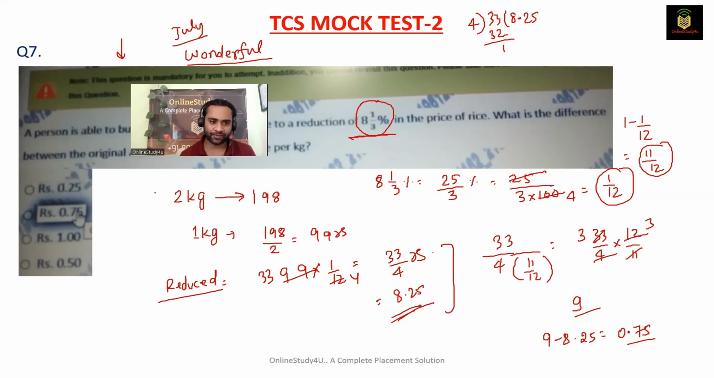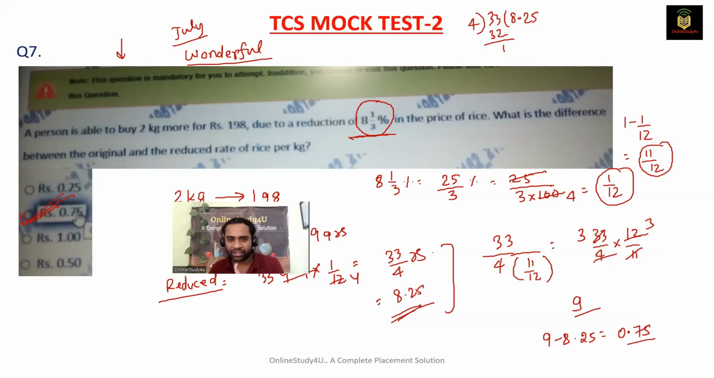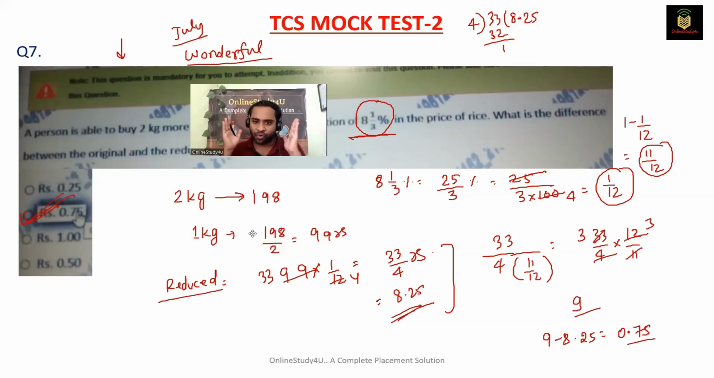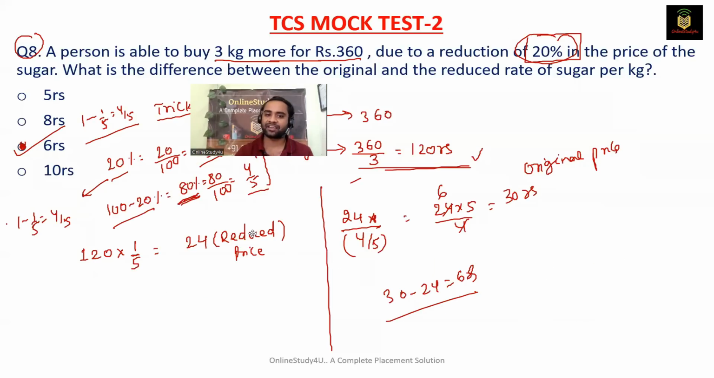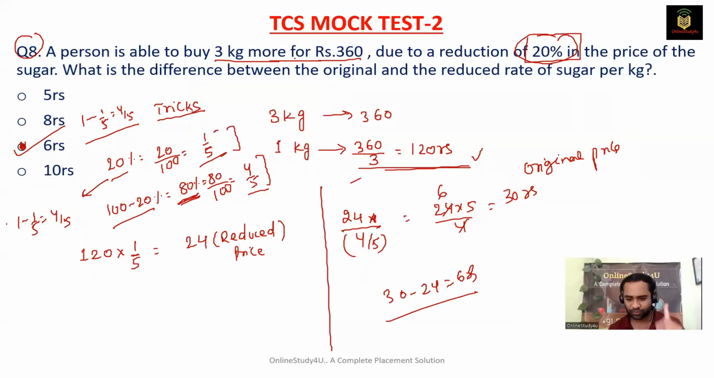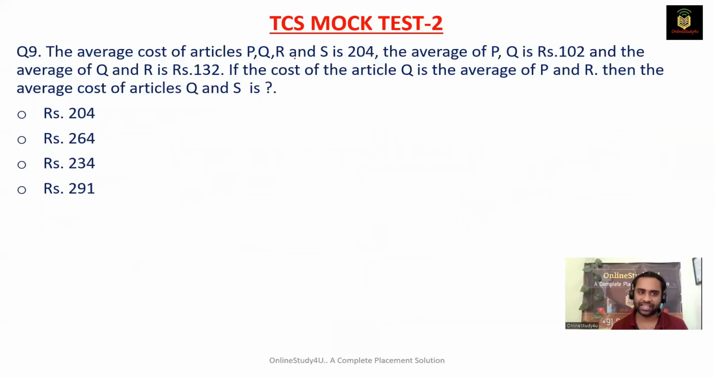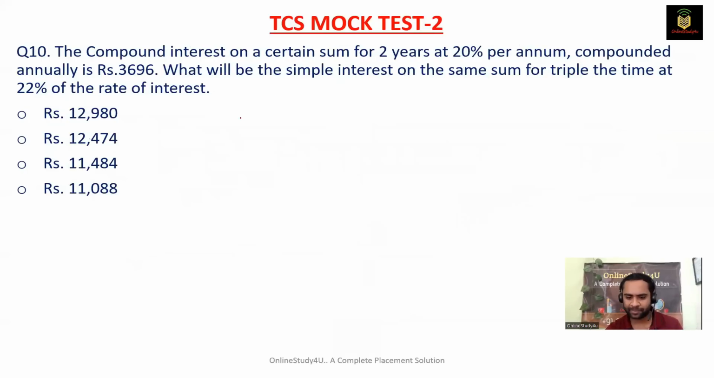So if we practice 2-3 questions like this, option B will become the correct answer here. So the difference between the original and reduced price. If you practice 2 or 3 questions based on that, it will become very, very clear to you. Okay, so please watch once more and then everything will become clear to you. Now 2 more problems are there.